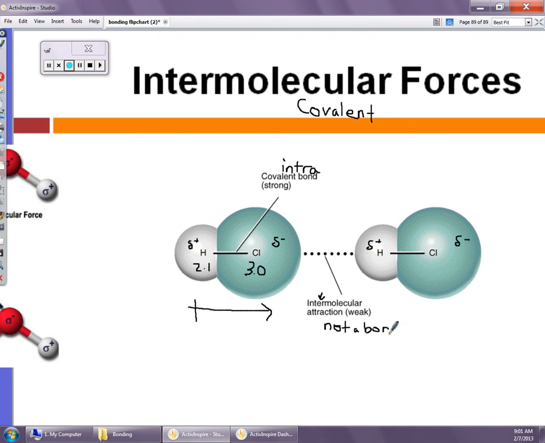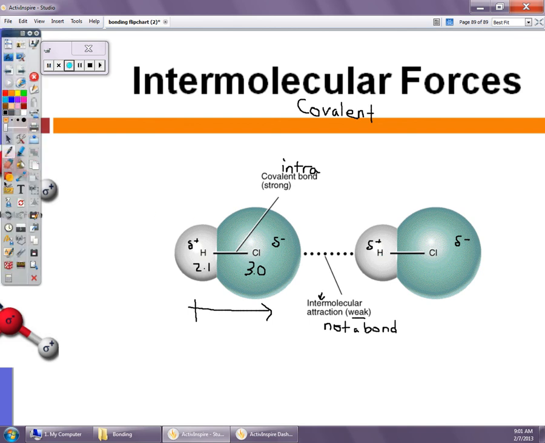Since it is not a bond, this force is very weak. It's not as strong as your intramolecular forces, which are bonds and are strong. These are going to be weak because they're not really bonds. However, it does take some amount of energy to separate this from this, just not as much as it would for an ionic compound. Let's try another one similar to this.